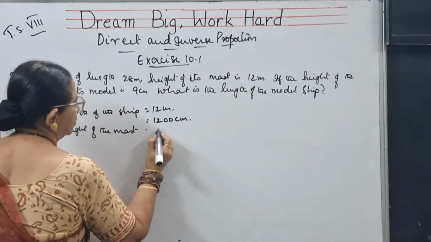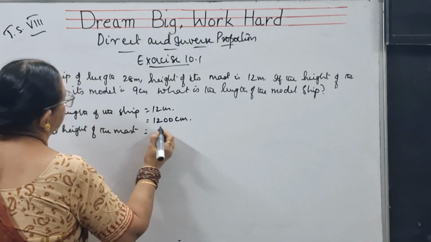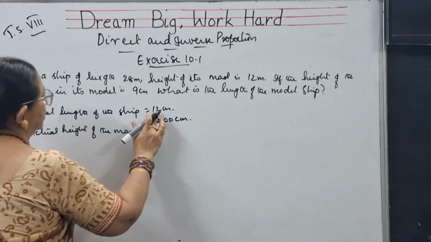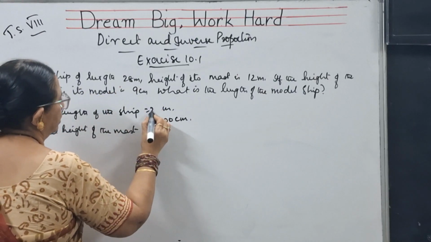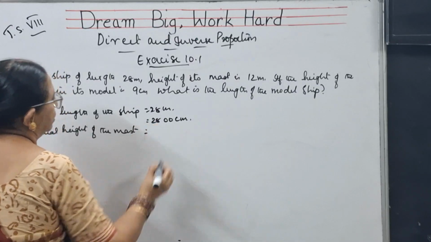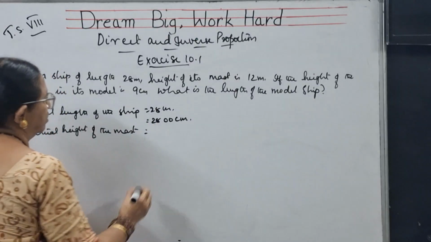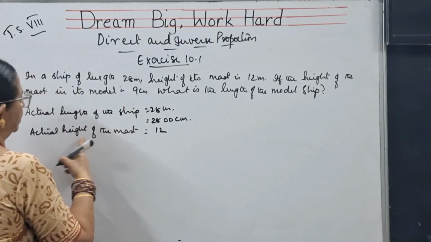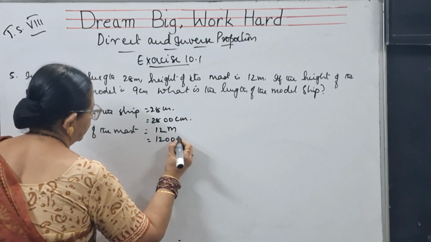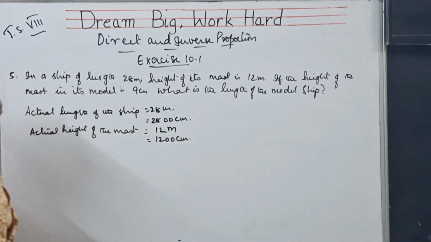Actual height of the mast is how much? In a ship, the length of the ship is 28 meters. That means this is 2800 centimeters, and the height of the mast is 12 meters, 12 meters means 1200 centimeters.